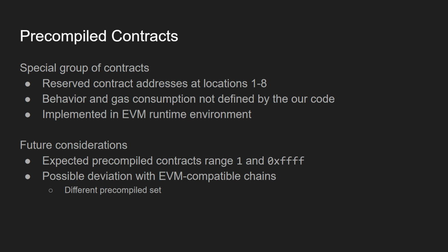And there is a possible deviation with EVM compatible chains, in that when an EVM compatible chain gets published, it may have a different set of precompiled contracts. So what's on address 1 in, let's say, EVM variant A doesn't have to have the same functionality, gas consumption and behavior in general as in some other implementation, let's say EVM B.